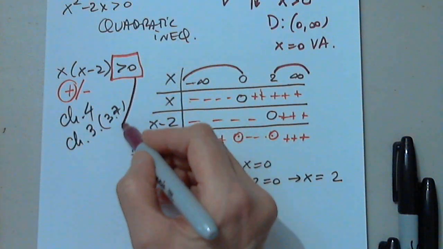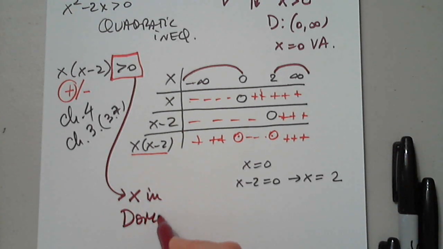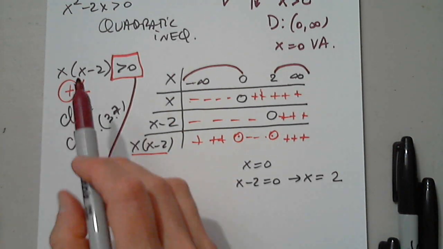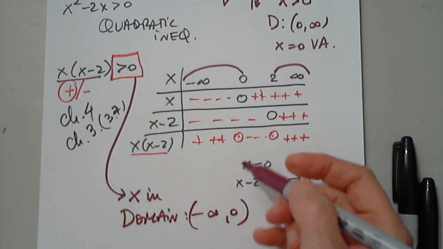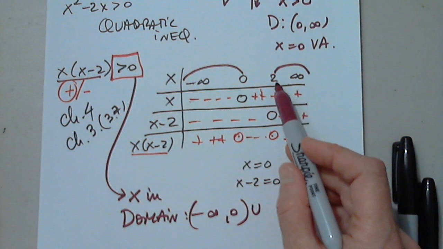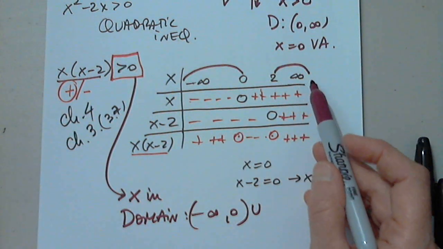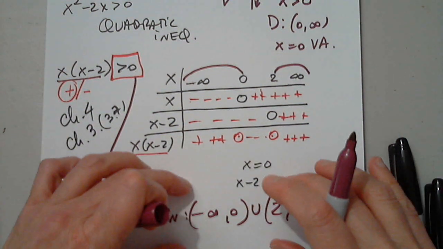So then this inequality has x in what interval? Which is also the domain. When is this? Negative infinity to 0. Awesome. Negative infinity to 0 with a parenthesis, because we cannot have the equal symbol. Yes, union. Awesome. 2 to infinity. That's it. Great job.